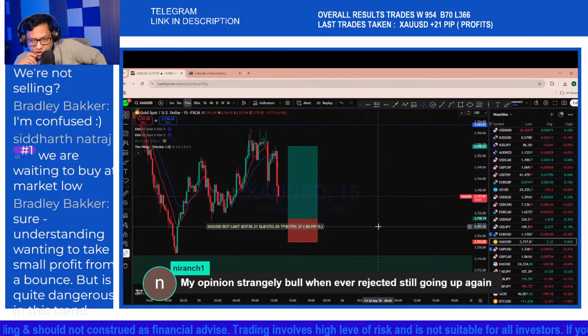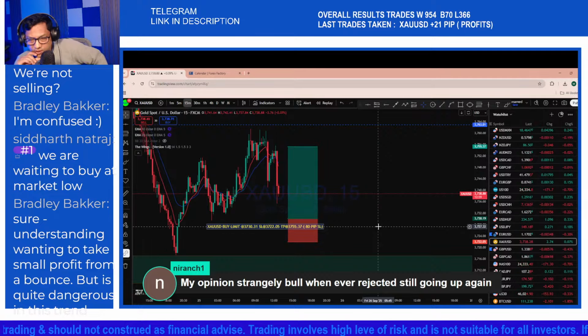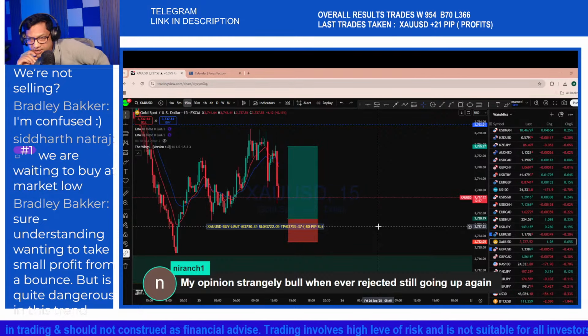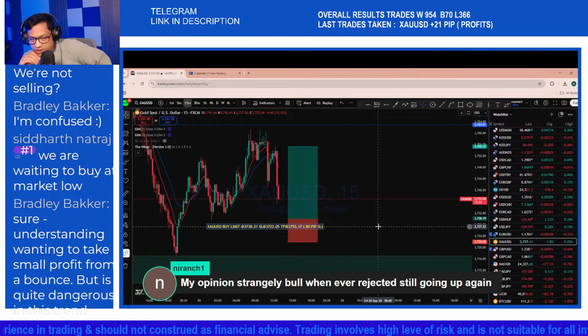Waiting for a potential drop to this daily support level and then to reject back again to the upside to create a new higher high in this market.